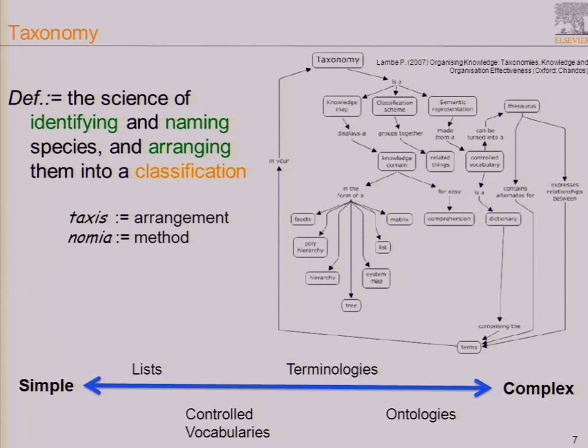So let's step back a little bit and see, what does taxonomy really mean? Wikipedia says it's basically a classification. It's a science of identifying, naming, and organizing things so that it makes sense. So looking at it on a scale, you start from a simple thing like lists, move up the complexity scale to controlled vocabularies, terminologies, and ontologies being the most expressive form of taxonomies.